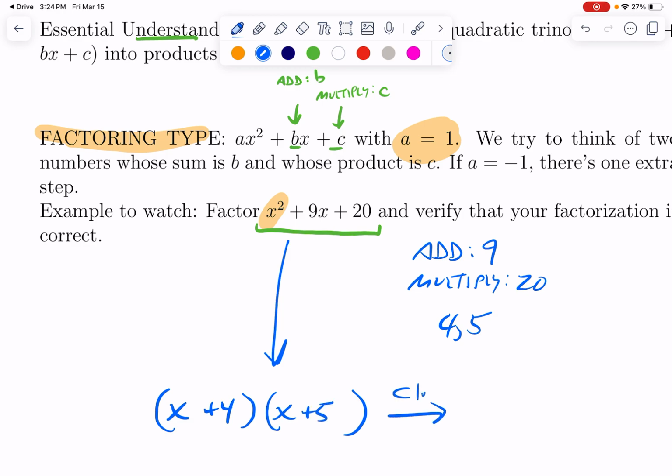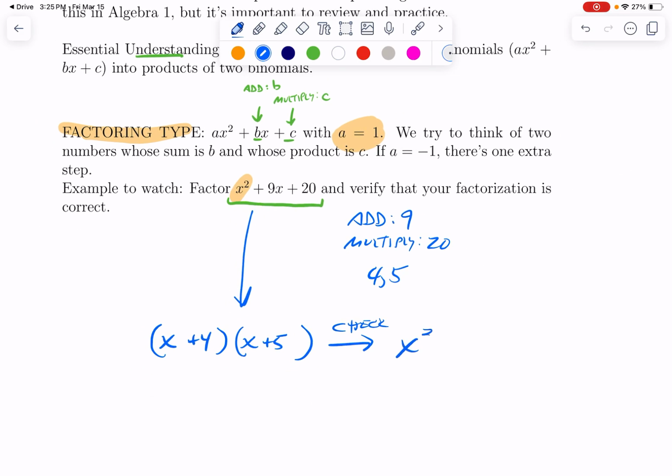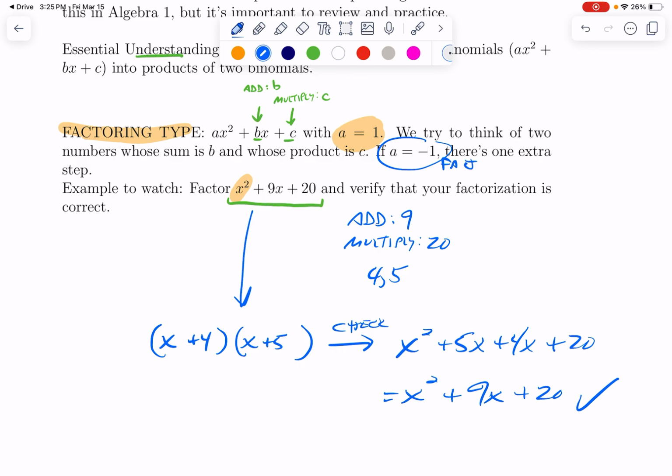And we can check that by foiling. If I FOIL that out, I get x squared plus 5x plus 4x plus 20. The middle 2 terms give me 9x, and this is correct. This will work when your thing starts with x squared. And if it starts with negative x squared, the trick is just factor out a negative from everything.